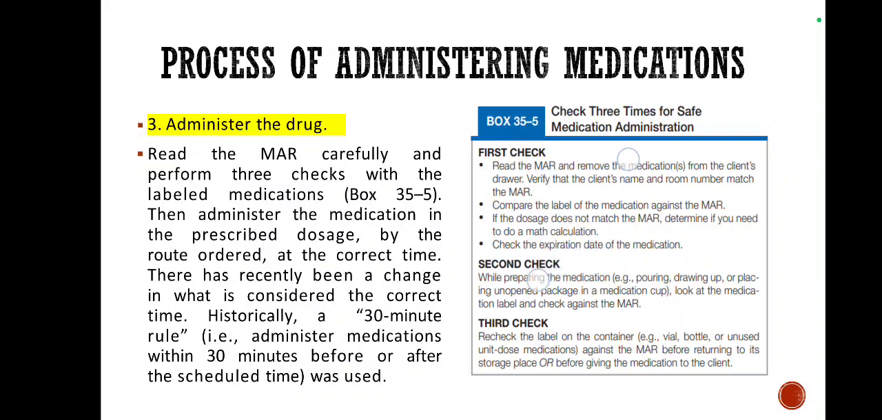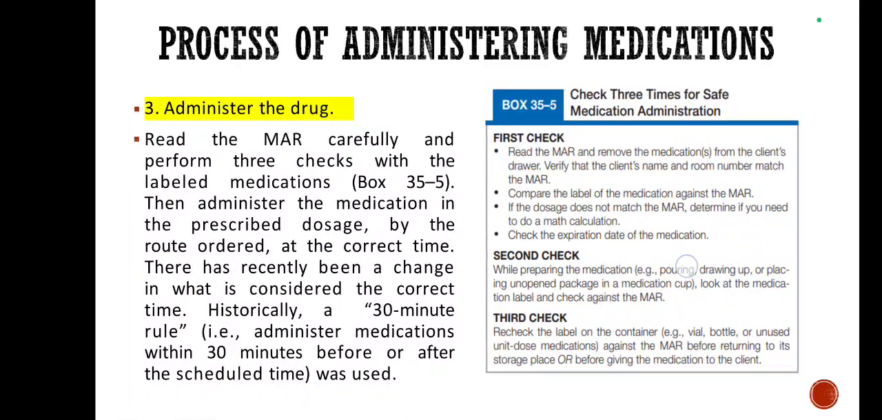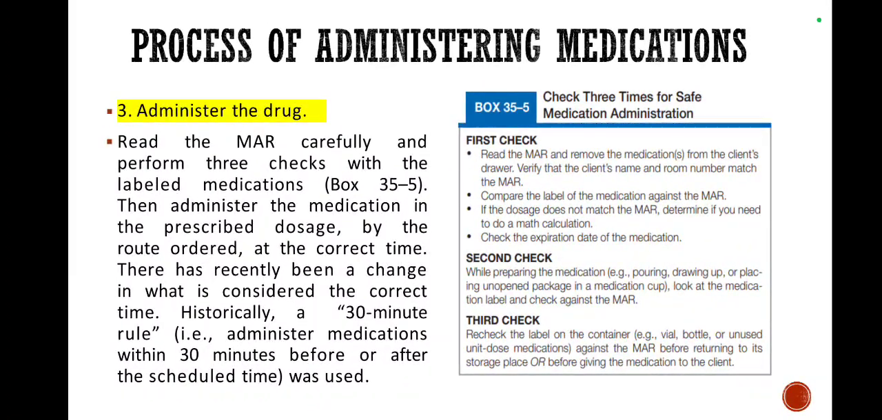So what are the 3 checks? First, read the MAR and remove the medications from the client's drawer. Verify the client's name and room number match the MAR or medication receipt, or ticket. Then compare the label. If the dosage does not match the MAR, then determine if you need to do a math calculation. Check the expiration date of the medication.